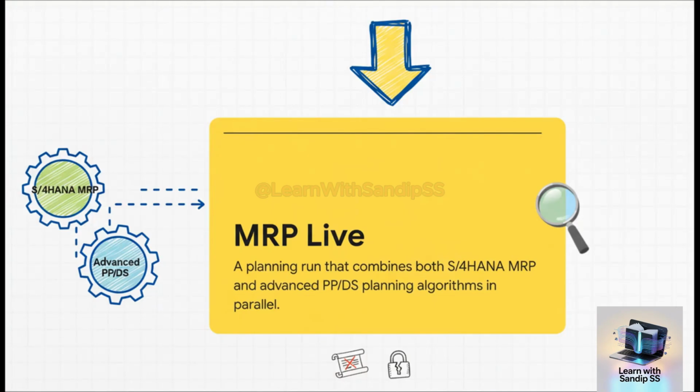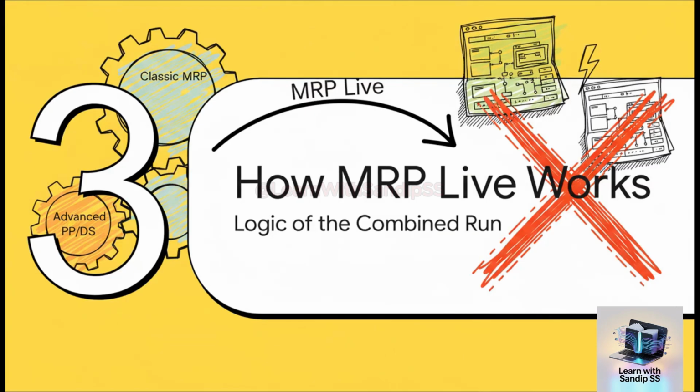So, what is MRP Live? Really, it's not just another transaction code. You have to think of it as a smart engine. It looks at every single material you've got, and on the fly it decides, should this be planned with the fast, classic MRP, or does it need the special attention of the advanced PP/DS algorithms? And it does this for everything, all at once, in parallel. That all sounds fantastic, right? But how does it actually make that choice for each material? Let's pull back the curtain and look at the logic it's using.